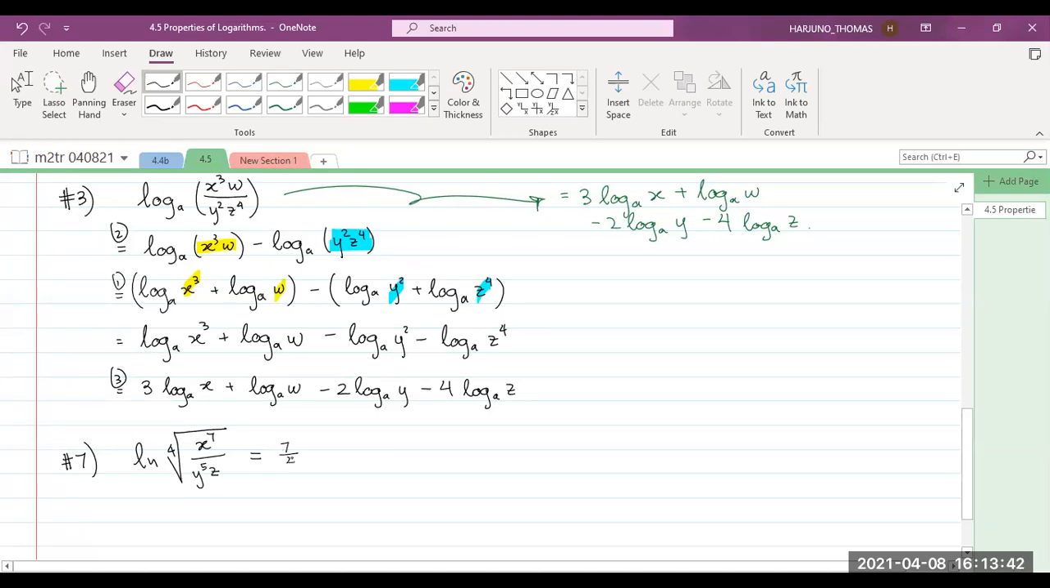Seven over 4 natural log of x. Do you see that? And then minus 5 over 4 natural log of y. Minus 1/4 natural log of z. That's it.